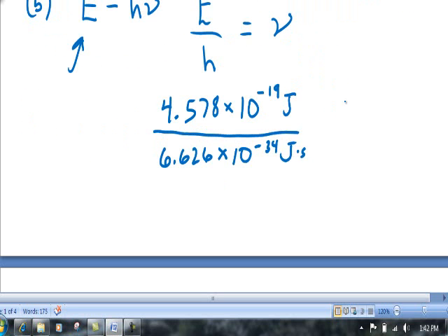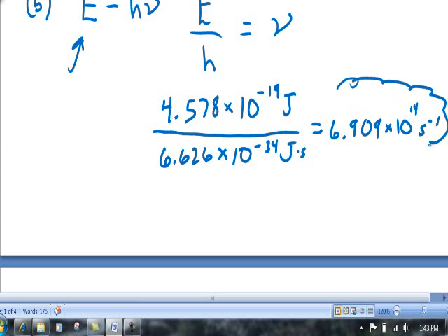What we now have is the energy from problem A, 4.578 times 10 to the negative 19th joules, divided by Planck's constant, which will give us the frequency of this particular light, and the frequency comes out to be 6.909 times 10 to the 14th, and it's hertz, or also called reciprocal seconds. That is that many cycles or wave crests that would pass a fixed point in a single second of time.